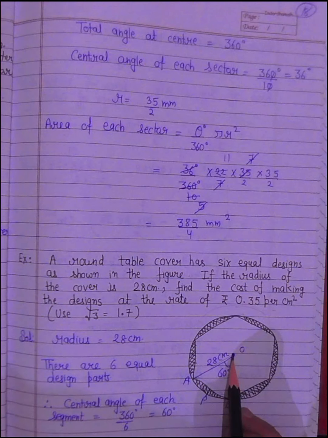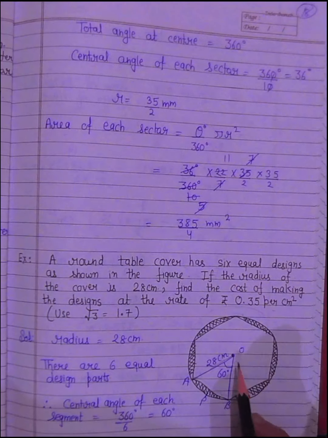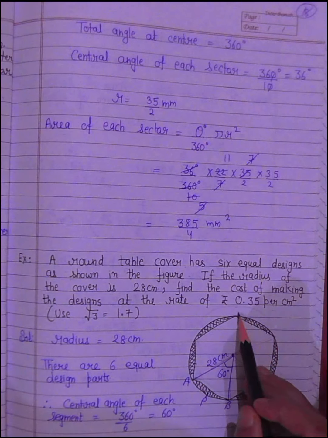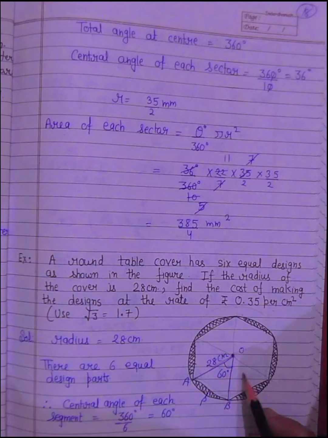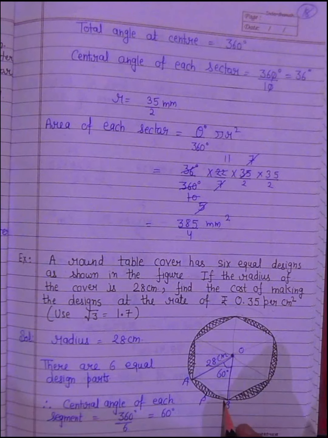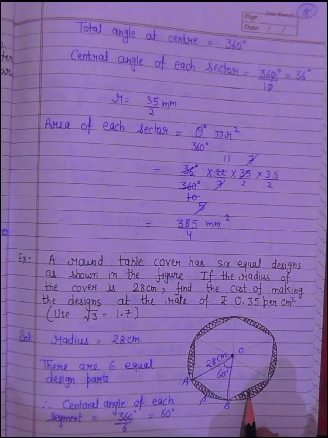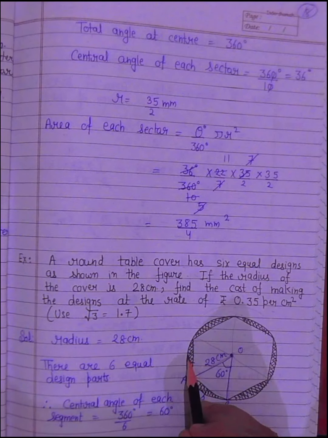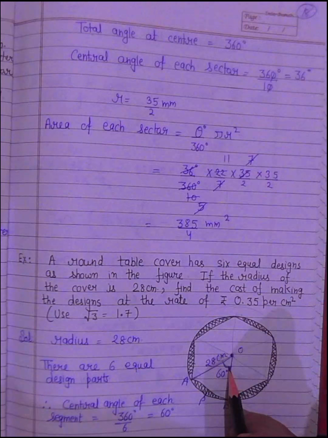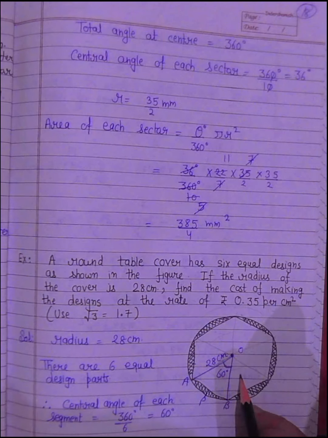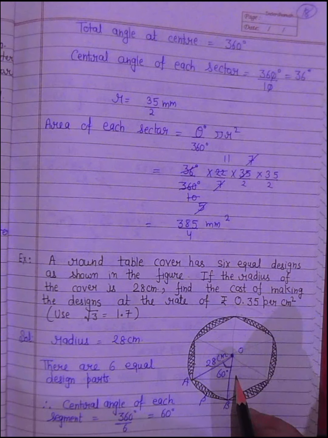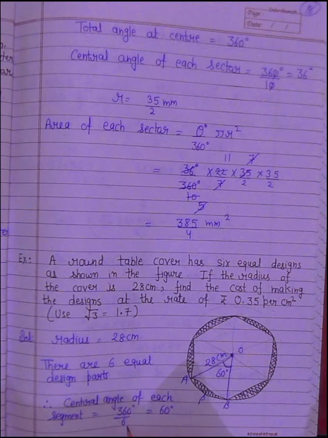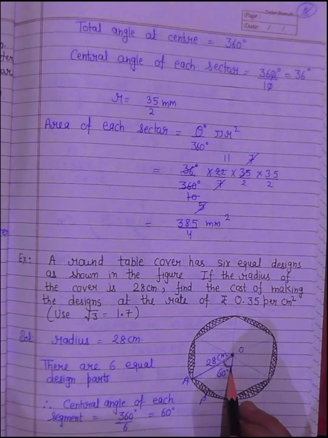Now if we join all the radii, then we will find there are 1 2 3 4 5 6 equal sectors, but the design is here, this is looking like a segment, so we will find the area of 6 segments. For this we will require the central angle. The total angle is 360 degree and there are 6 equal sectors, so we will divide 360 by 6, we will get 60 degree as the central angle.